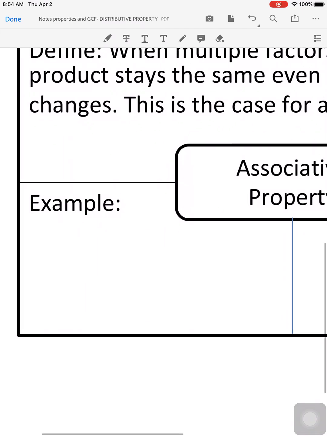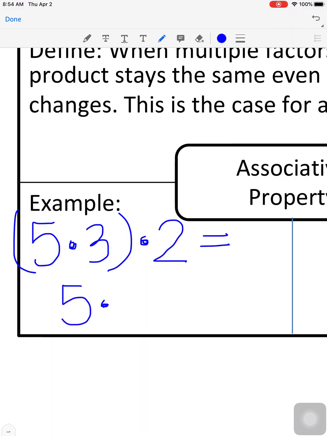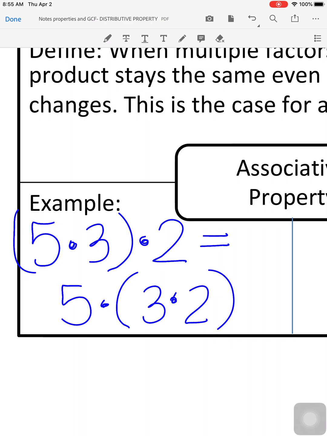I'm just going to do an example for multiplication, but it works the same for addition. Alright, so if I put 5 times 3 in parentheses and then multiply that by 2, I get the same answer as if I do 3 times 2 and then multiply that by 5. That is the associative property. It doesn't matter how you group them, your answer is going to be the same. And you notice I did not change the order of the numbers, I just changed the grouping.